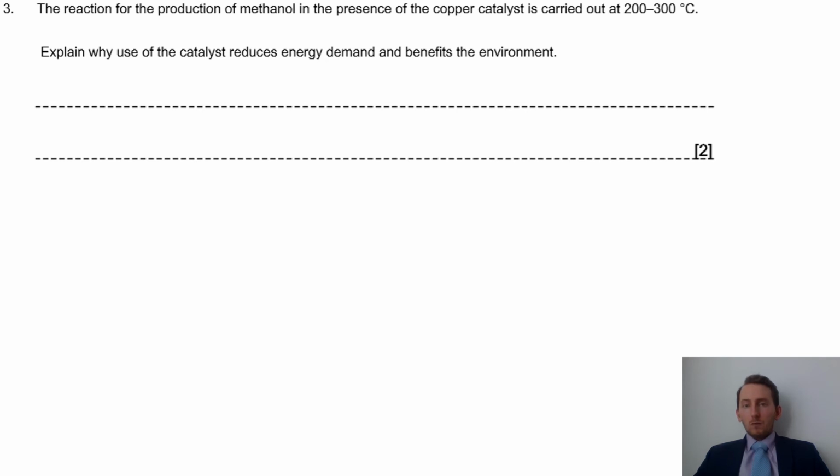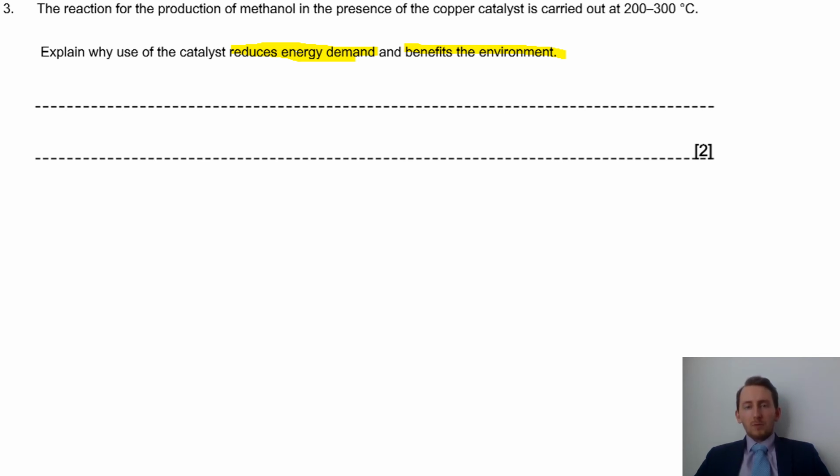And to finish off with, we've got production of methanol, copper catalyst, carried out at 200 to 300 degrees Celsius. Explain why using a catalyst reduces energy demand. Again, we'll highlight, underline key things. You can highlight and underline key things on your exam paper. Go for it. Go crazy. Highlight everything you think is of benefit. It won't be marked. Just whatever you put on your lines, the spaces for your answers, that'll be marked.